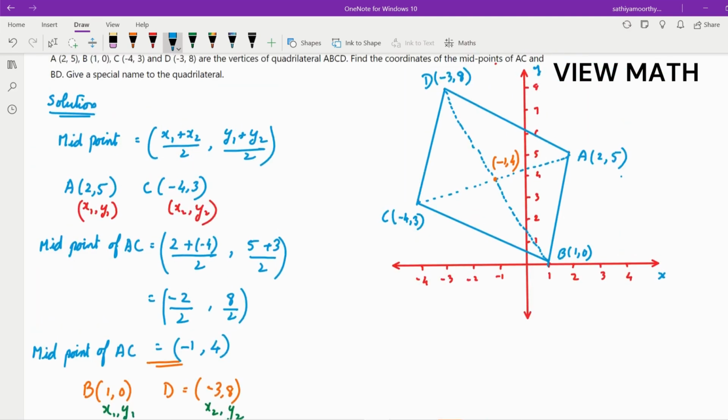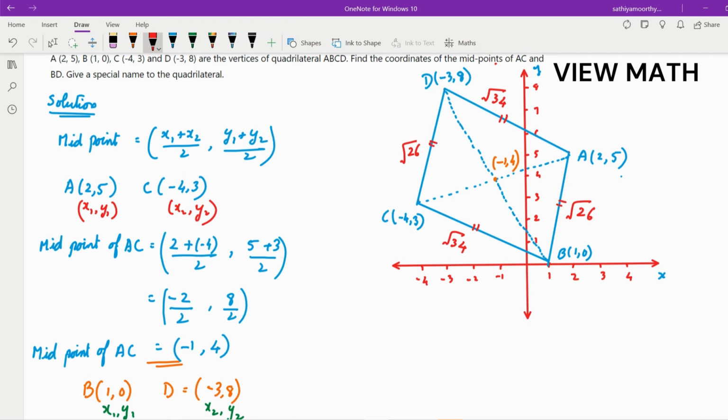So now I can see that the opposite sides are equal. Let me substitute here so this will be very clear. Now I have found out the length of AD. AD is square root of 34, and BC I have found out it is square root of 34. Now AB also I have found out it is square root of 26, and CD I have found out it is square root of 26. Now I can see that the opposite sides are equal. AD is equal to BC and CD is equal to AB.